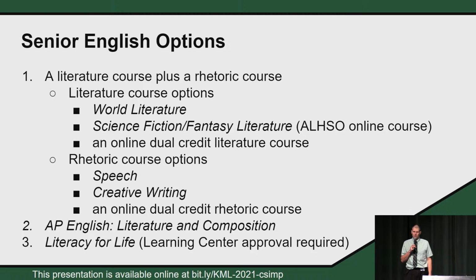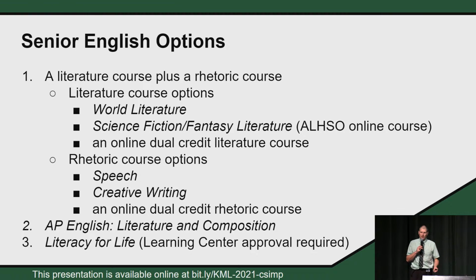A rhetoric course, in our parlance, is a course where they're producing material. So the literature course options that are available are world literature. That's a course that's taught here on campus. There's a science fiction fantasy literature option, which is an online course. It's a high school level course. And then there are several online dual credit literature courses that we have available through some of the partner colleges and universities that we work with. Rhetoric course options on campus are speech and creative writing, and then again there are some online dual credit rhetoric course options.